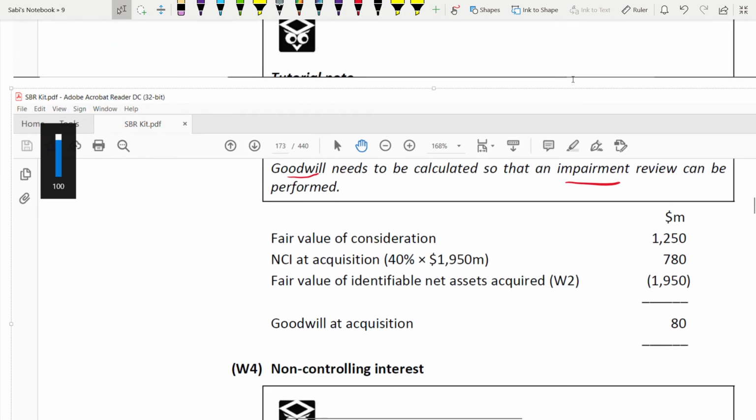So the formula for the goodwill, we know it is fair value of consideration plus NCI minus fair value of identifiable net assets. So consideration, we have acquired it for this much. This was the cash consideration plus NCI was at 40%. What is the net asset? 1950. Okay, we have been given 1950.